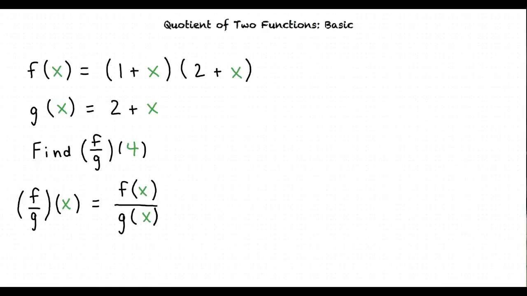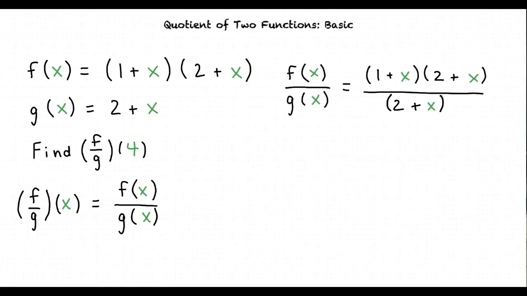We are given the equations for f of x and g of x, so let's substitute them into our equation. The result is f of x, which equals the quantity 1 plus x times the quantity 2 plus x, divided by g of x, which equals 2 plus x. So now we have found the quotient f divided by g. But remember, we were asked to find the quotient f divided by g when x equals 4. So let's substitute 4 into our equation.